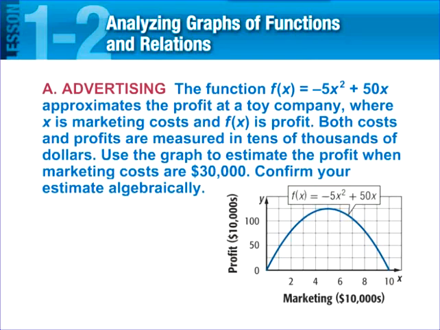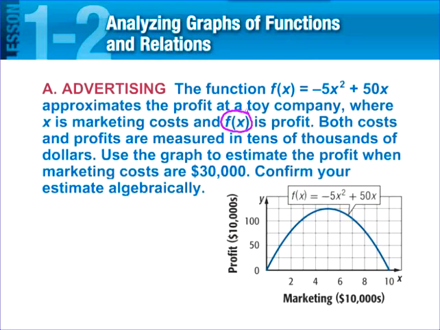Here's the thing. A ton of people are always like, well, what's f of x? F of x is nothing more than y. So whenever you see something like this, all that means is y. So x is the marketing cost, which you see on the graph. Y is the profit. Both costs and profits are measured in tens of thousands of dollars.